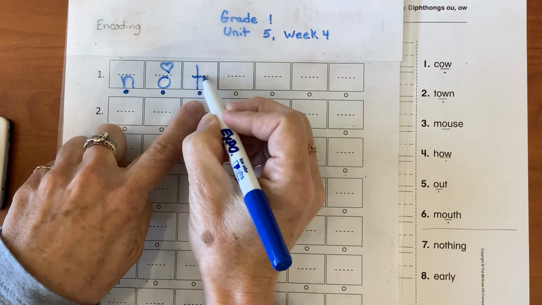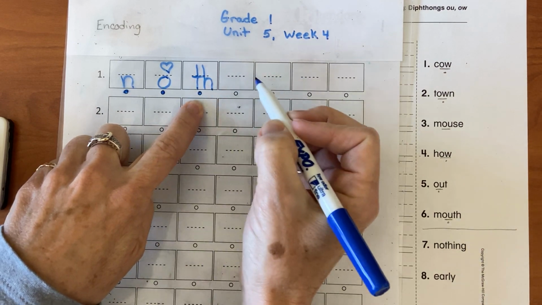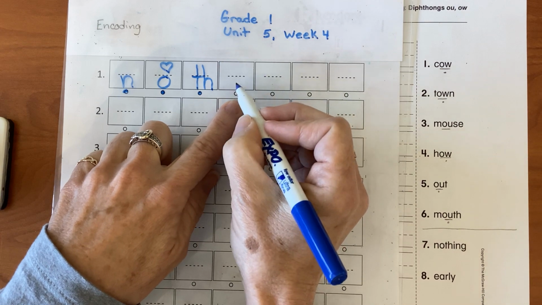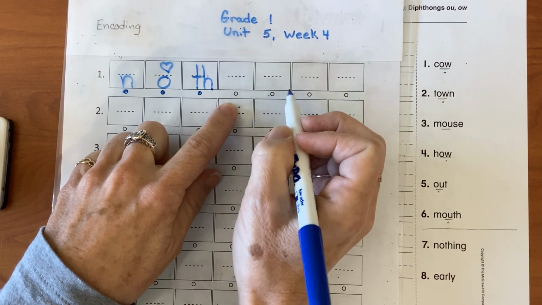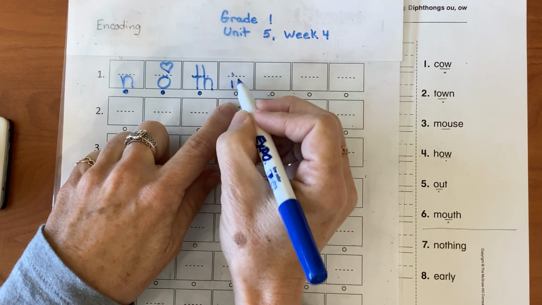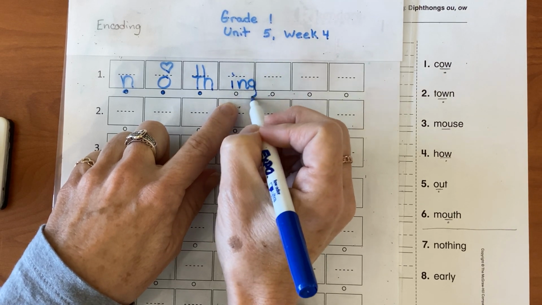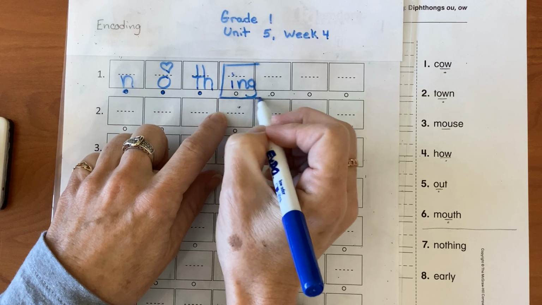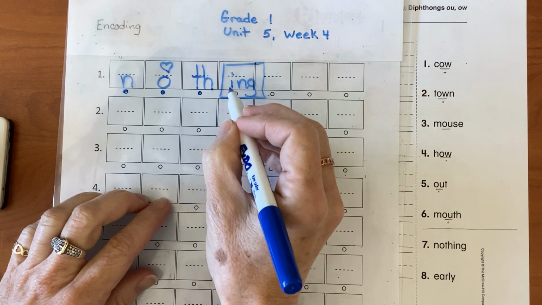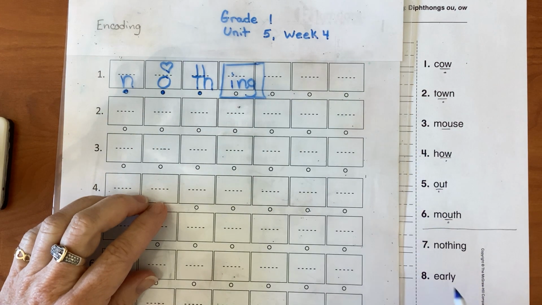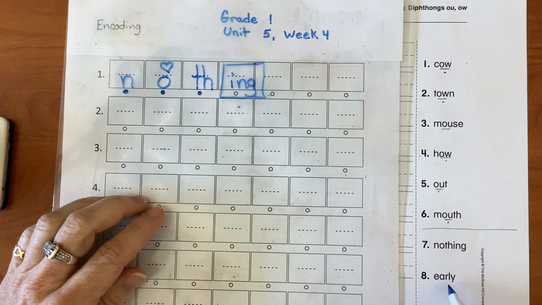There's your digraph. Now, I never sound out my suffixes. I just write them. And I'm not going to sound them out, so I'm not going to put any phoneme dots down. So I'm just going to write ing. I-N-G. I'm going to put it right there. I'm going to box it off to remind myself that that's a suffix. Nothing. And then last one is early.